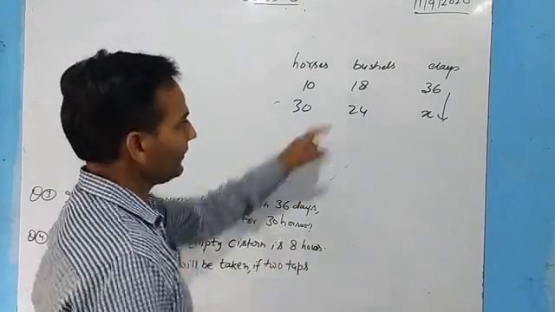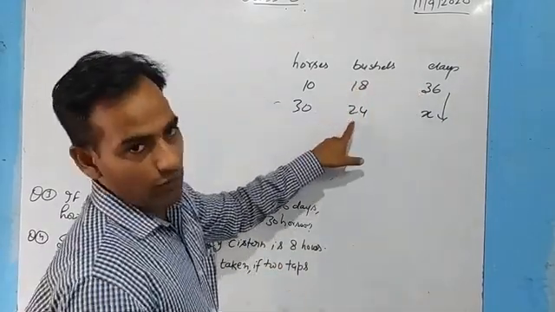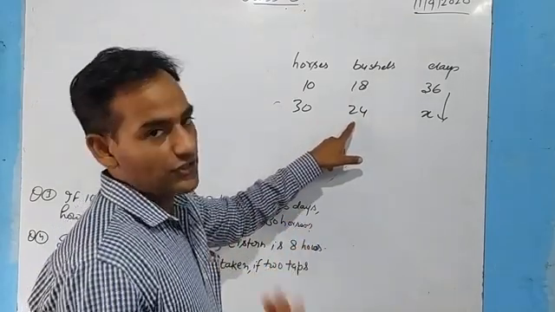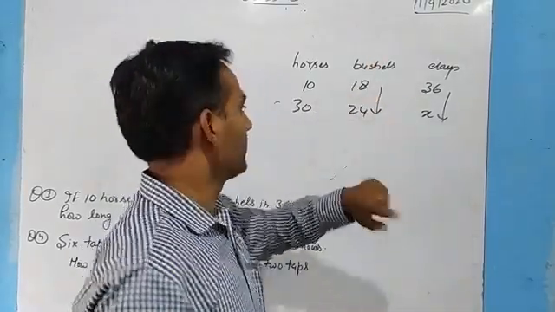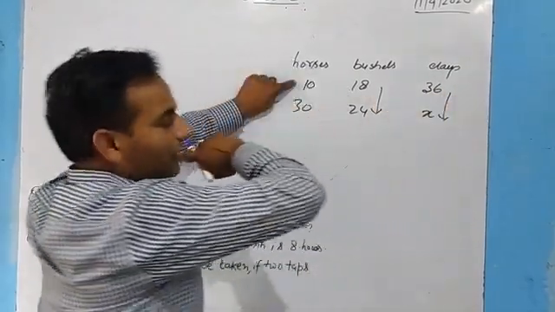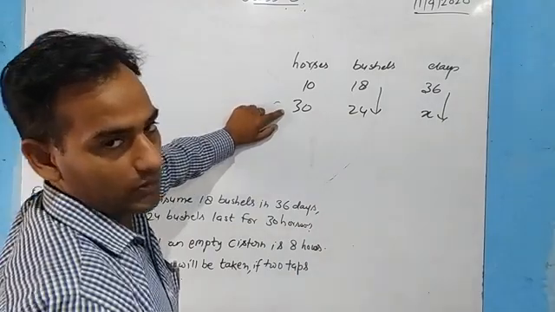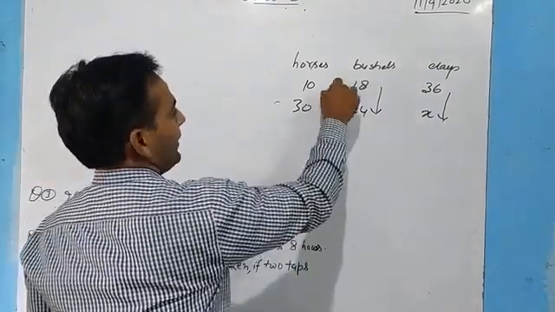Now, 18 bushels for 36 days, 24 bushels for more days. More bushels, more days; fewer bushels, fewer days. So direct variation. Direct variation means the arrow on the same side. Now 10 horses eat for 36 days. With 30 horses the food will last fewer days. Okay, people are more, the days will be less, so it is an indirect variation.